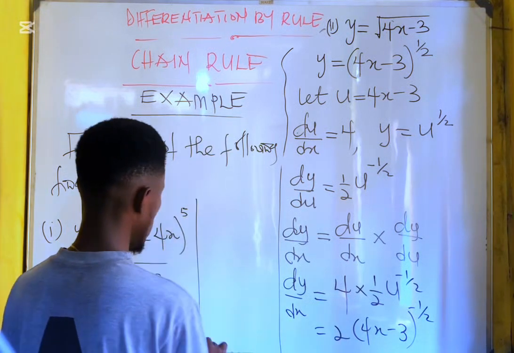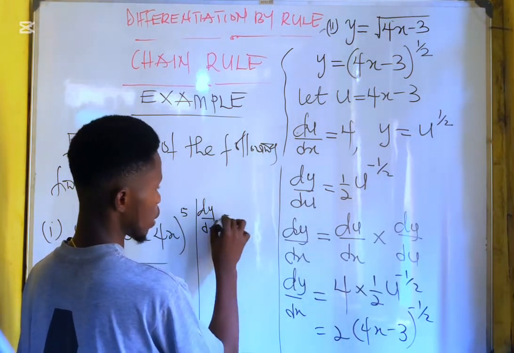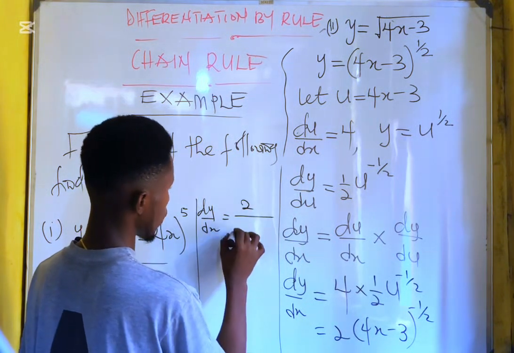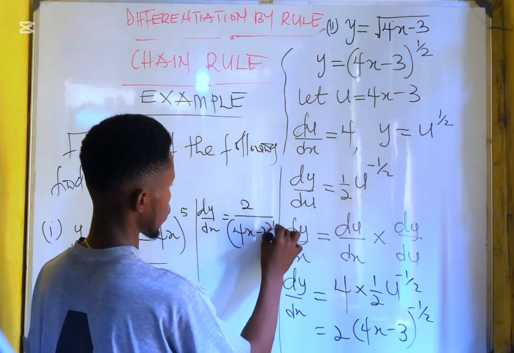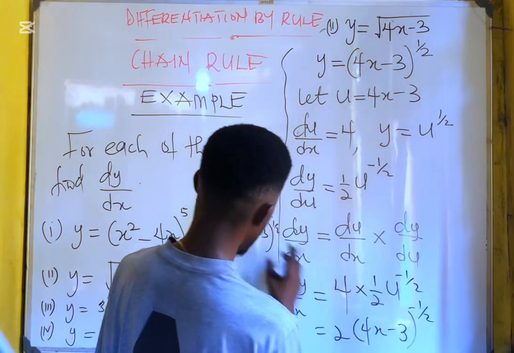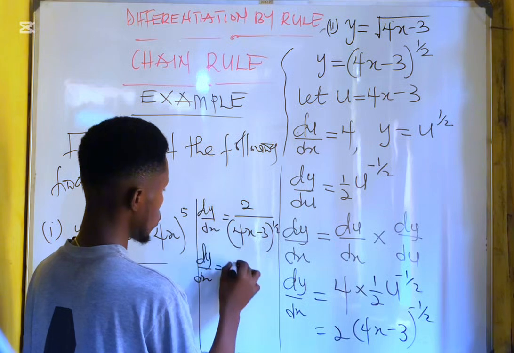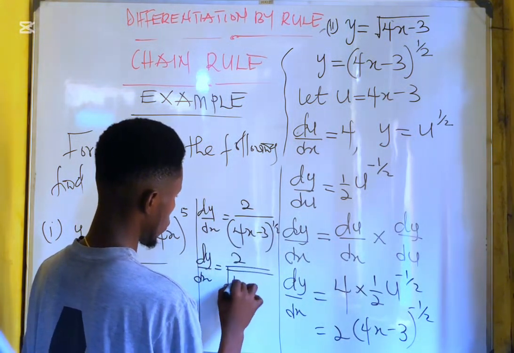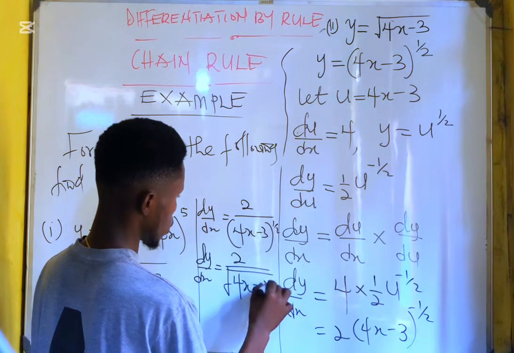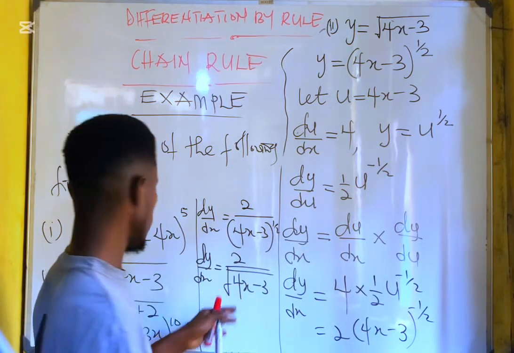Okay. Now look, this one you can do something about it. dy/dx can be written as 2 over 4x minus 3 to the power half. Because of the negative, you can bring it down. And you know that dy/dx will be 2 over, the half can also be written as square root of 4x minus 3. So this one, that's how you can do it.